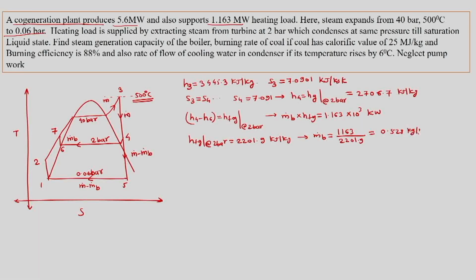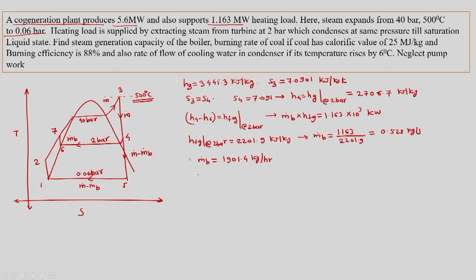0.528 kg per second. We can also find m dot b in terms of kg per hour, so it will be 1901.4 kg per hour. We can convert it into tons per hour as well.